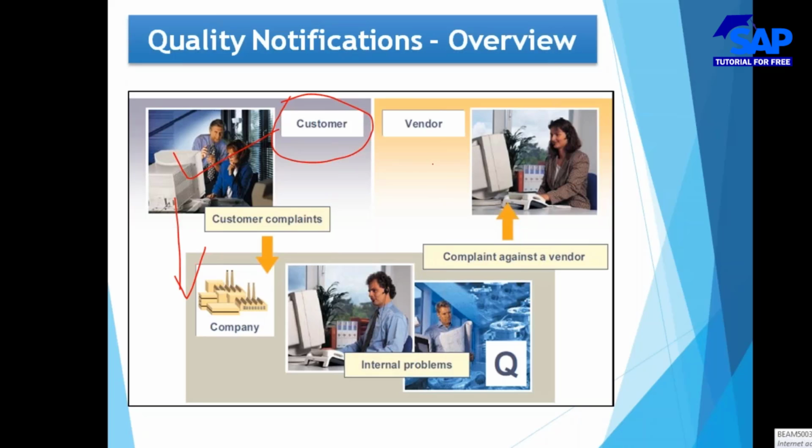Now another one is you receive the materials from the vendor. Okay, and when the material is inspected, you identify a problem. So then you will be creating a complaint against a vendor. That notification you will create. And one more thing is your internal problem notification. That means your organization will be producing some products. So when you inspect those products, if you have any problem, then you will create a notification. So notifications normally come from these areas into the quality department. So you will be creating the quality notifications accordingly.